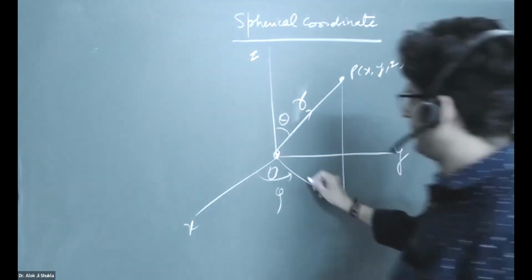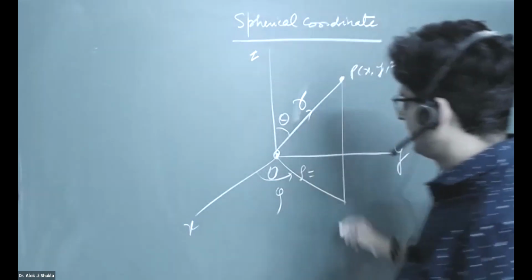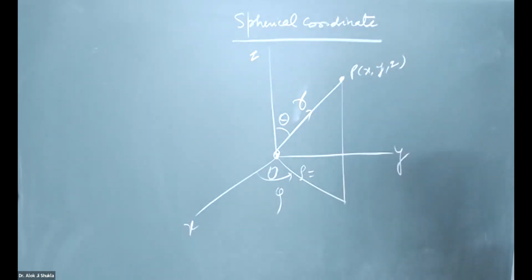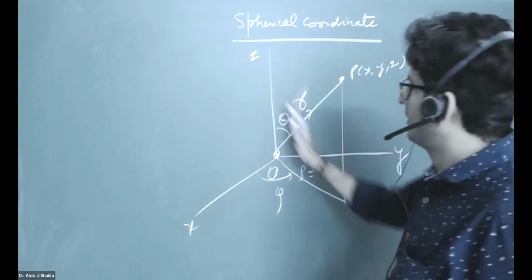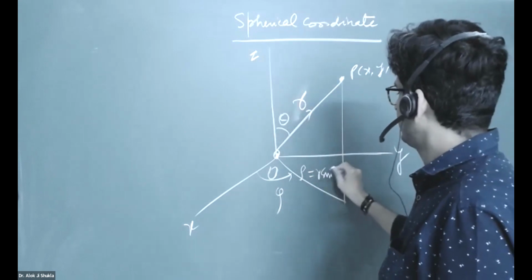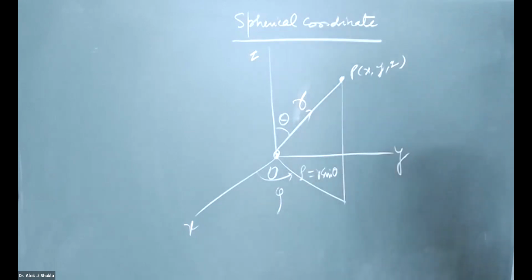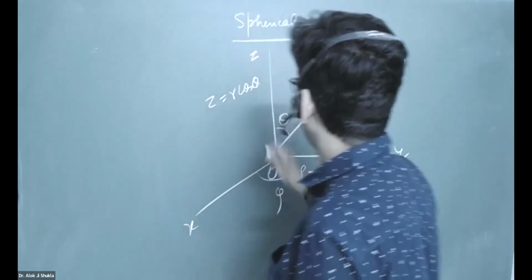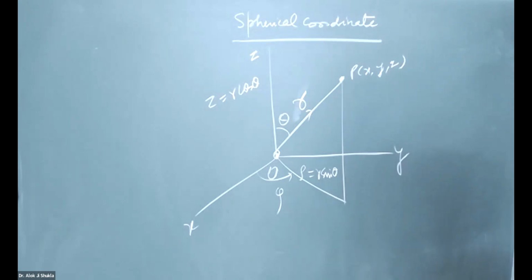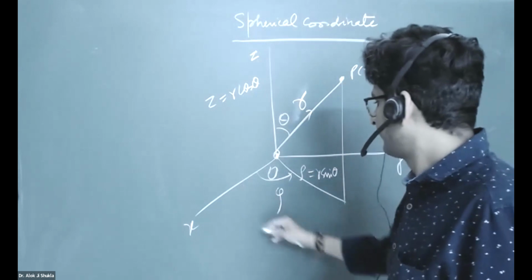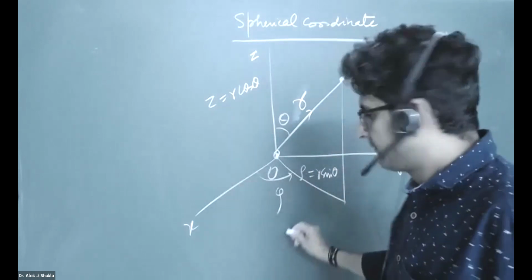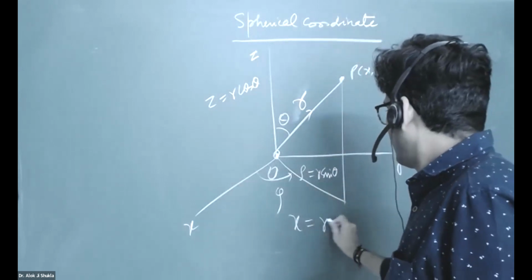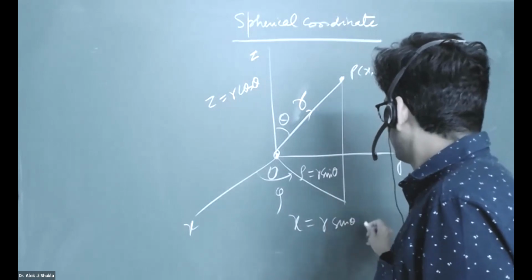So this was rho there, na, in the cylindrical coordinate system. Yes, sir. So this is r sine theta here. Can you see it by resolving r into components? So what is z here? You can see z is r cos theta. And rho here is r sine theta. So what is x here? Now resolve it again. X is r sine theta cos phi.